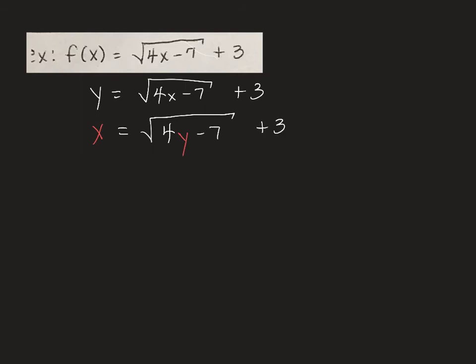Okay, we're now going to solve for y. So this might take a couple more steps. We're going to subtract 3 off of both sides. That's going to give me x minus 3 equals the square root of 4y minus 7.